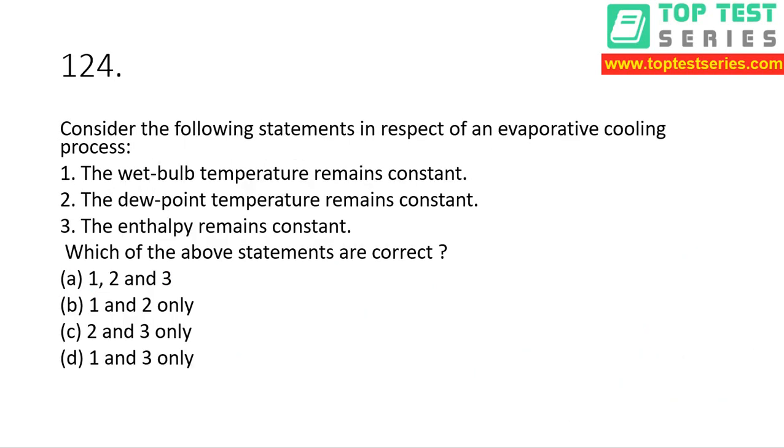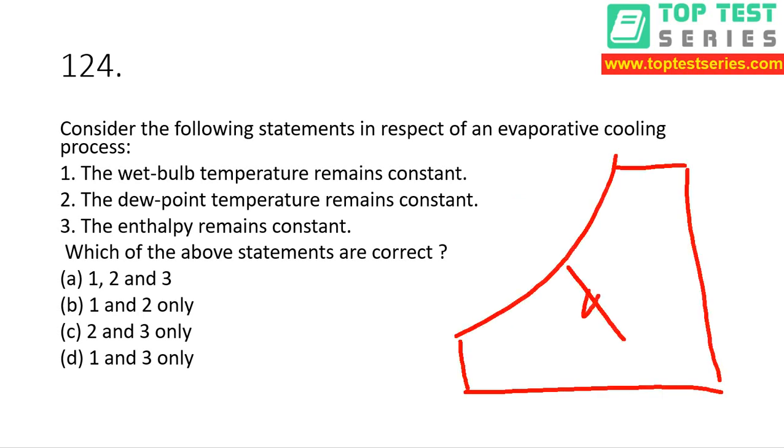Question number 124. Consider the following statements in respect of an evaporative cooling process. First, wet bulb temperature remains constant; second, dew point temperature remains constant; third, enthalpy remains constant. Which of the above statements are correct? So my dear, it is talking about evaporative cooling. So first draw the diagram for evaporative cooling, then we can easily find out. It should be like this, right?